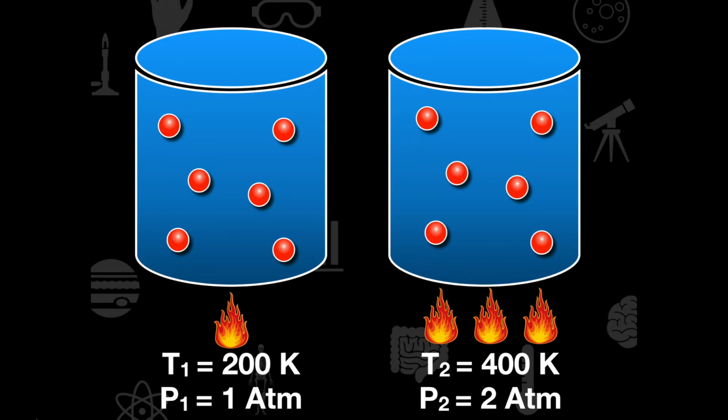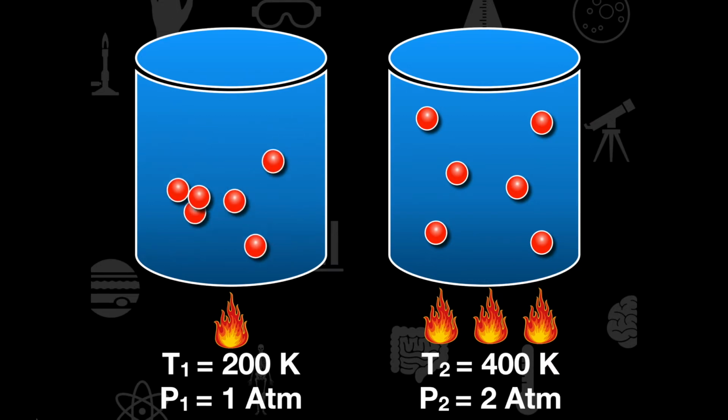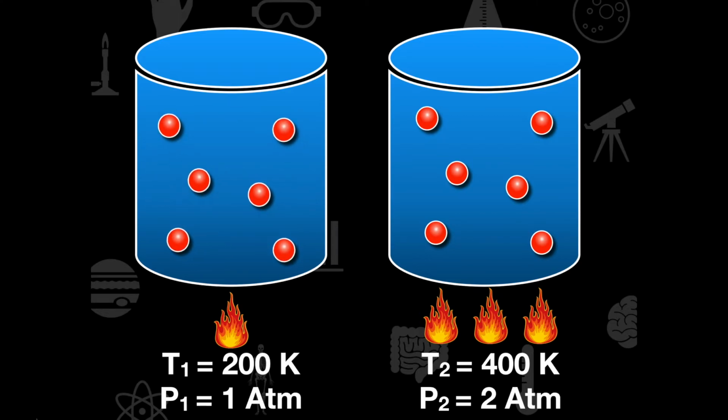Well, why is that? The temperature is related to the movement of the particles. The particles in this container are moving slower, so they're exerting less force on the container. Now this gas, since it's heated up a lot more, is exerting more force on the container. Because temperature is really a measurement of the movement and energy of the particles, the pressure is going to increase.